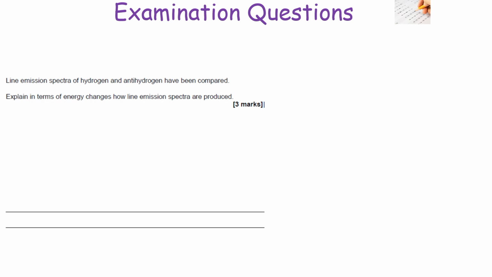So it's important that you can explain how we get emission spectra and absorption spectra, which link into the energy level differences found inside an atom.